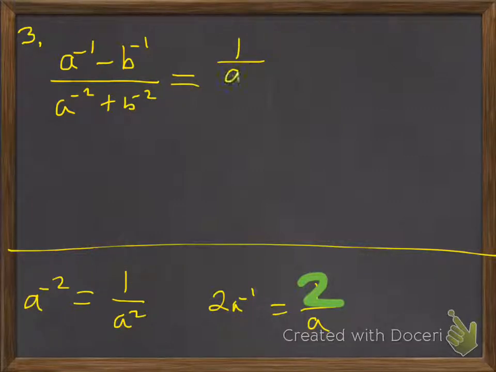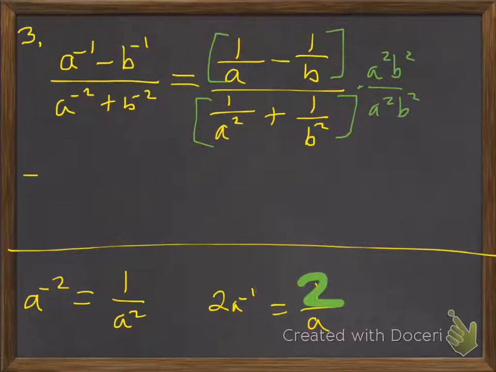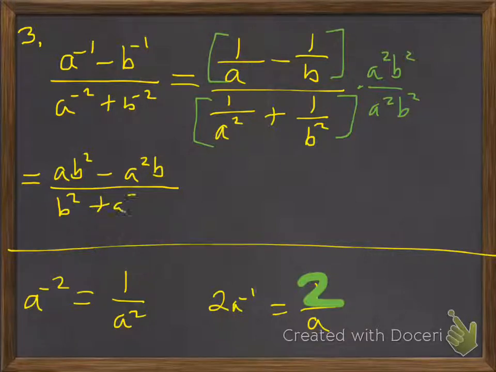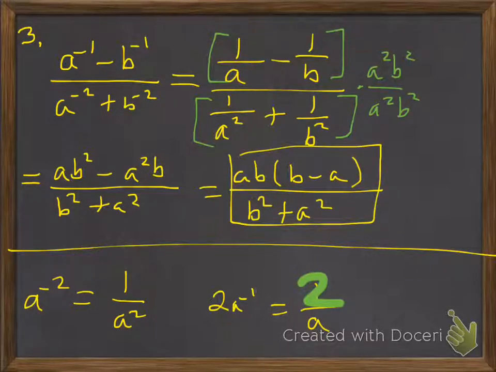Rewriting, 1 over a minus 1 over b, over 1 over a squared plus 1 over b squared. For this compound fraction, the common denominator is a squared b squared, so that's what we multiply the numerator and the denominator by. Upstairs we have ab squared minus a squared b. On the bottom we have b squared plus a squared. We can factor the numerator, which has a common factor of ab, and the denominator is a sum of squares, so we just leave it alone. And that is it.